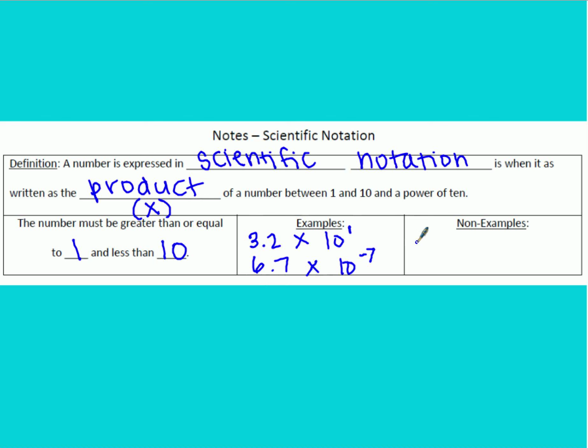Non-examples would be something like 55 times 10 to the 7th. So we have this number here in the front, but it's greater than 10. It's not between 1 and 10. So this 55 here would be too big of a number, but the rest of it looks okay. It's that 55 that tells us this is not good. It's greater than 10, so that wouldn't work.